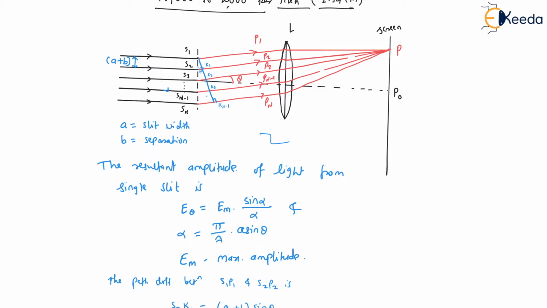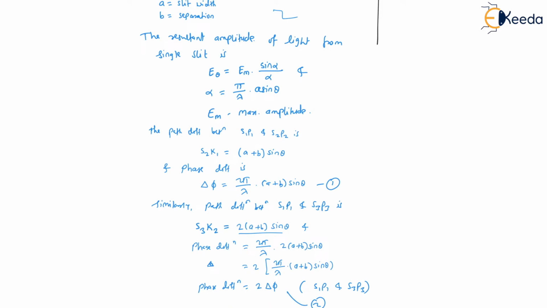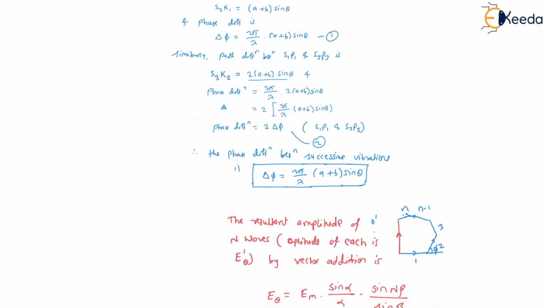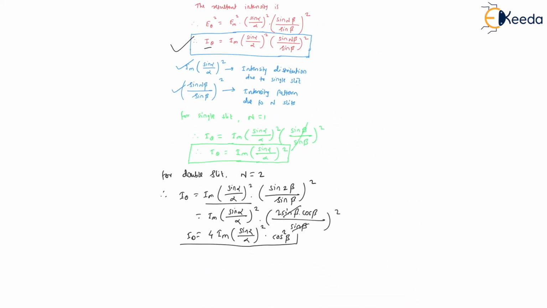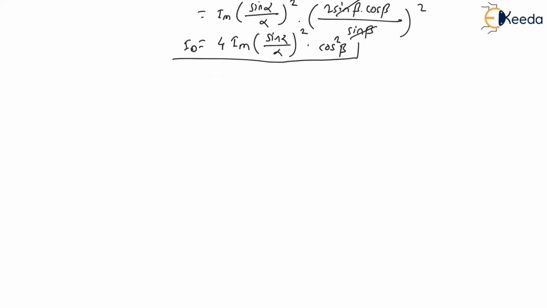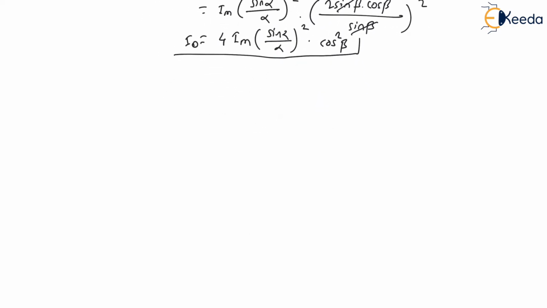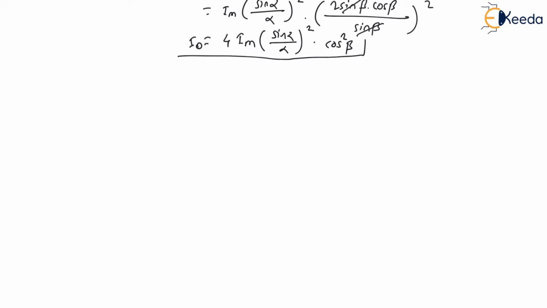Now we will find out the conditions for minima, and then for central maxima. Here we'll find out the conditions now. First of all, we'll find out the condition for principal maxima.